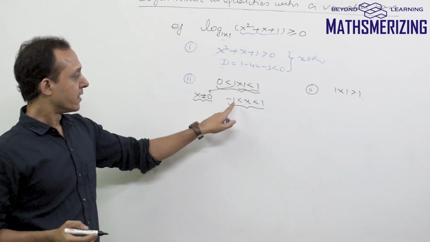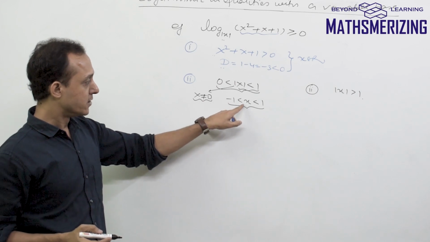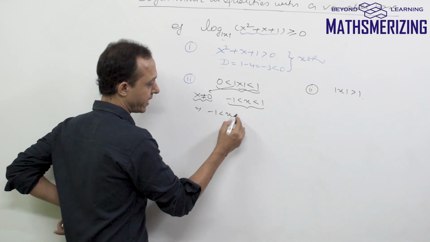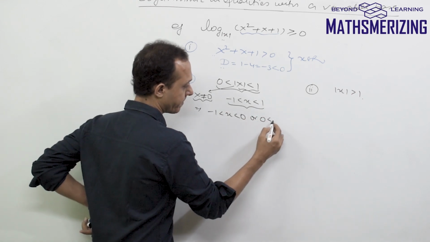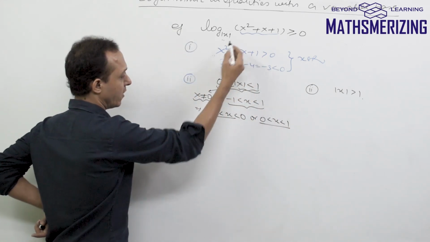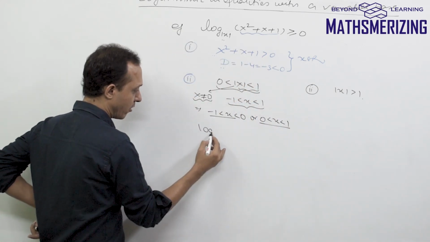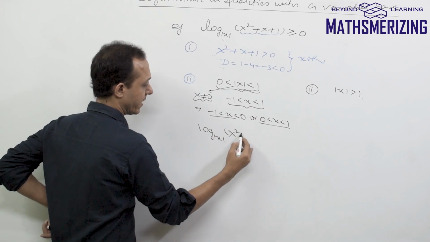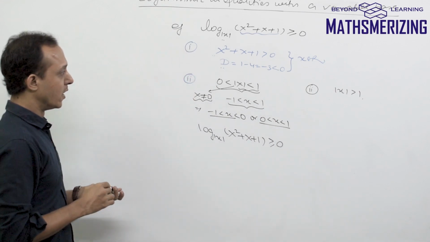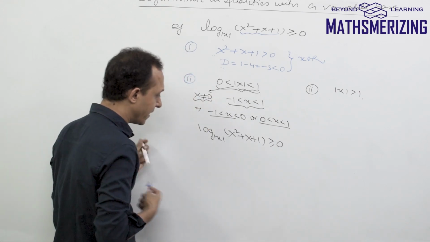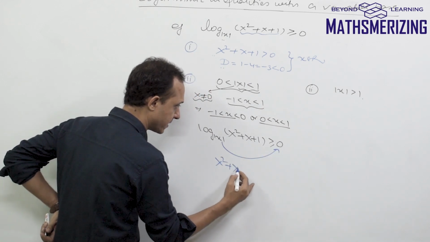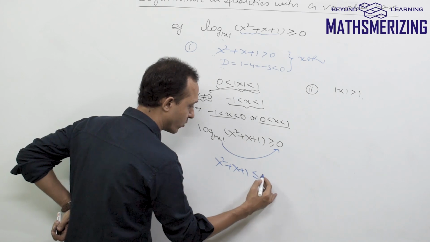So the condition here is the value of x should lie between minus 1 and 0, or 0 and 1. Now when we have this condition, I can write this as log mod x of x square plus x plus 1 is greater than or equal to 0. Now when the base lies between 0 and 1, if I take antilog, sign reverses. So I'll get x square plus x plus 1 and it should be less than or equal to 1.